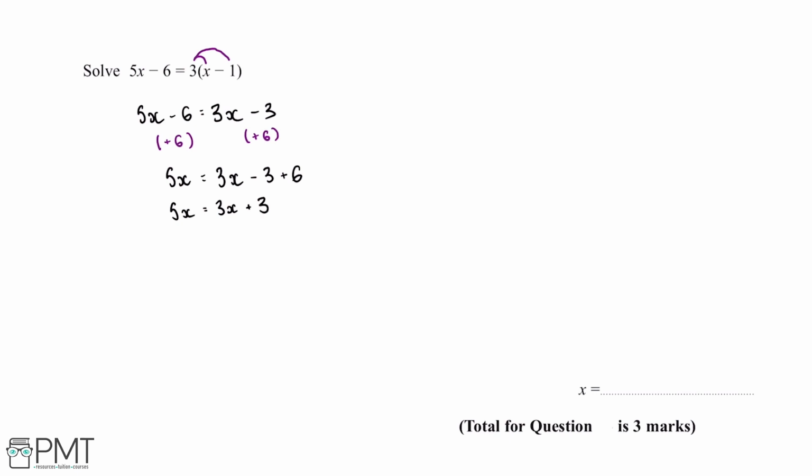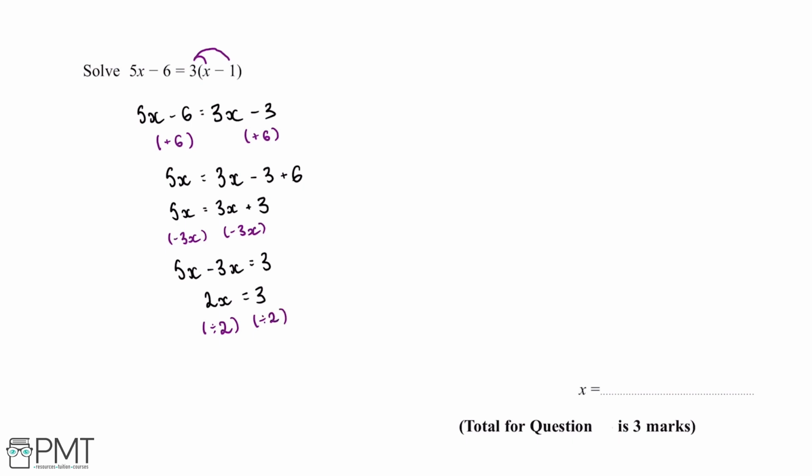Now the next thing we can do is we can minus 3x from both sides of this equation. And this will give us 5x minus 3x is equal to 3. And 5x minus 3x will give us 2x. And this is all equal to 3. Now the final thing we'll need to do to get a value for x will be divide both sides of this equation by 2.